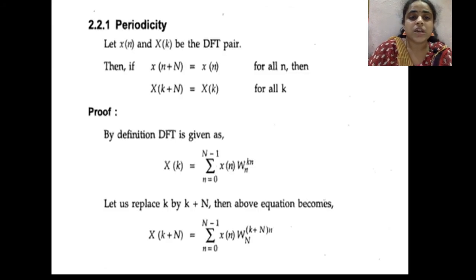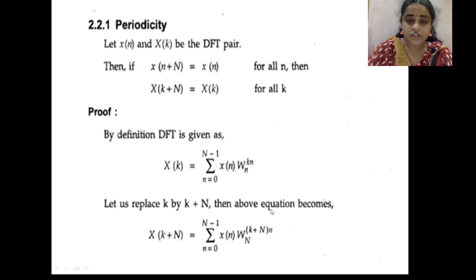So now let us see the periodicity property. Let x of n and capital X of k be the DFT pair. This is the statement of periodicity. If x of n plus capital N is equal to x of n, then capital X of k plus capital N is equal to capital X of k. For every property, we have to write initially the definition of DFT. Capital X of k is equal to summation n equal to 0 to N minus 1 x of n into omega N power kn.